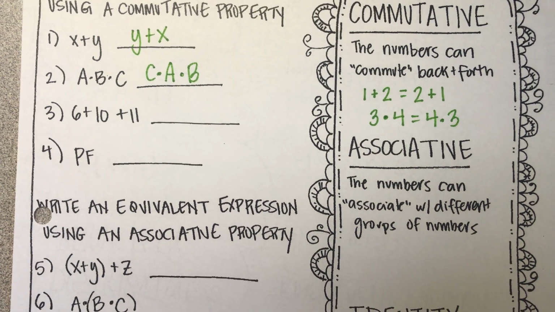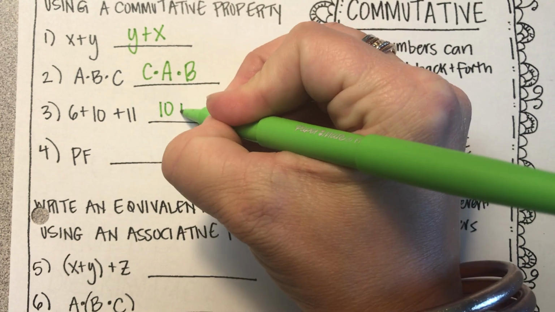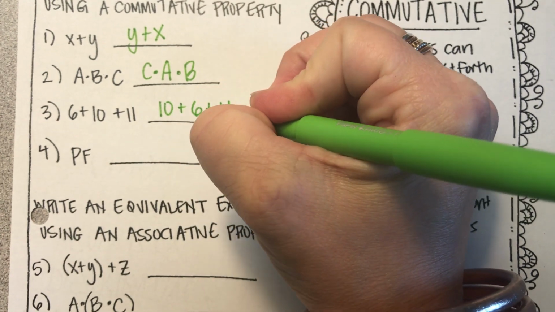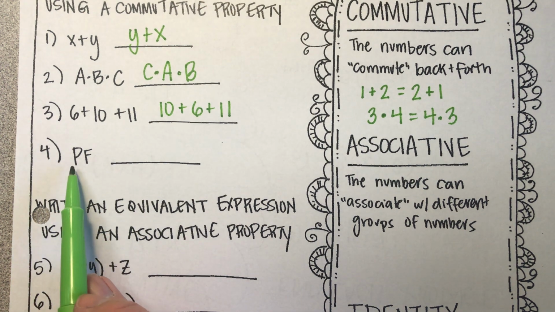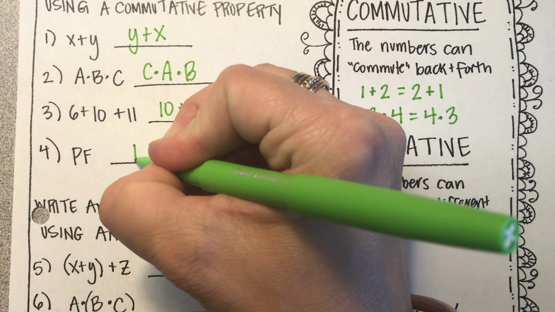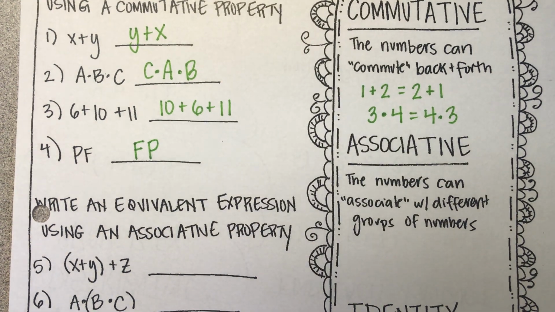Then number 3, 6 plus 10 plus 11, we could call that 10 plus 6 plus 11, or 11 plus 10 plus 6, any different order. And here, p times f is the same as f times p. This only works with multiplication and addition, though. If you're subtracting or dividing, the order does matter.